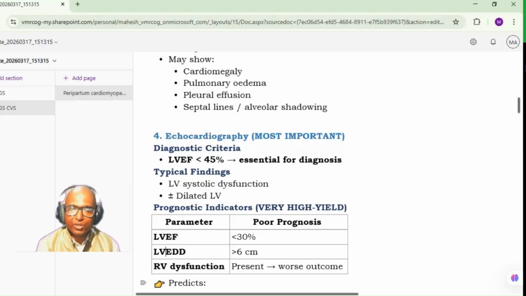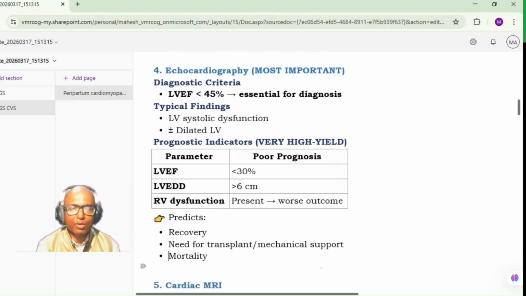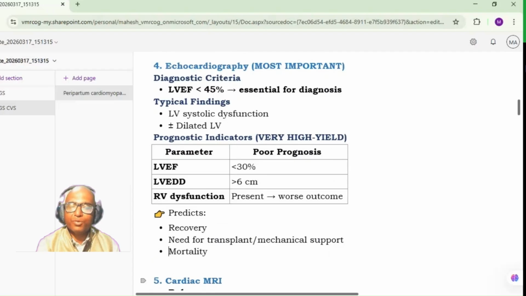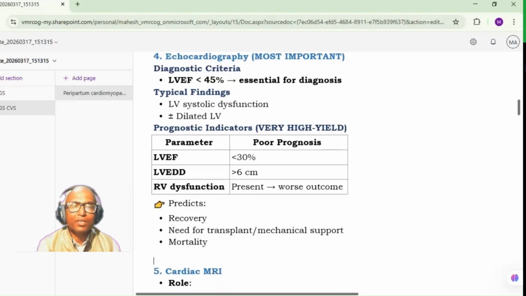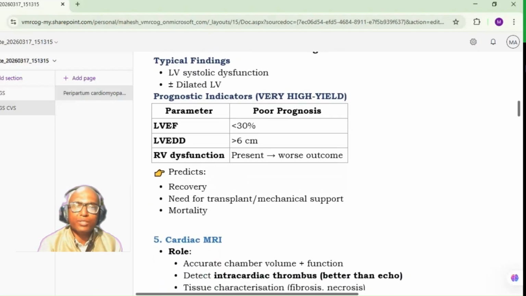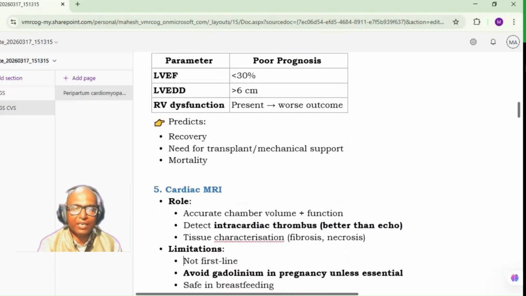Left ventricular dysfunction you will see on 2D echo. There will be a dilated left ventricle most of the time. So the poor prognosis is if you have left ventricular ejection fraction less than 30%, and if there is end-diastolic dilatation of the left ventricle more than 6 centimeters, that has got the poorest outcome. Right ventricular dysfunction will be the worst outcome. So this 2D echo finding will also predict recovery, need for transplant, mechanical support, and mortality.